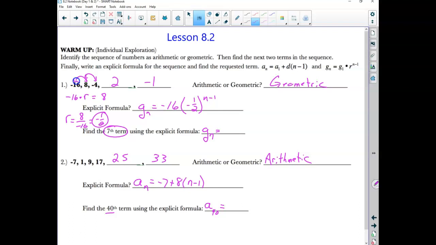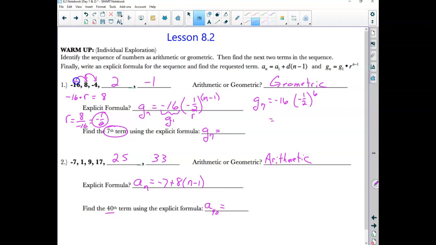Then that gives us our explicit formula because we know the first term, we know r, and it's going to be raised to the n minus 1 power. That's my g sub 1. And what they want us to find is g sub 7. So g sub 7, hopefully you don't need your calculator, is going to be negative 16 times negative 1/2 to the 7 minus 1. That's going to be the 6th power.